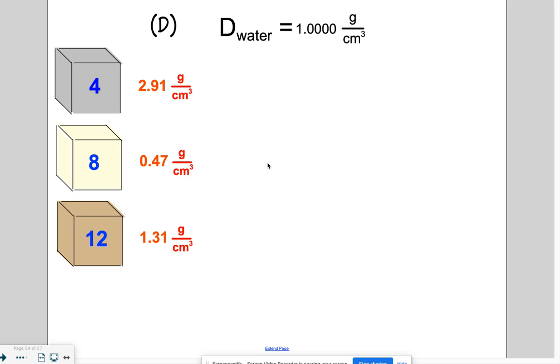And why do I bring this up? Well, because now it makes it really easy to compare the density of water to the density of those 3 blocks, because now your units are exactly the same across the board. So, I didn't want to show you that yet, darn. Maybe you just saw the answers, but if not, can you make a guess here? What will block number 4 do if we were to put it in water? What will block number 8 do, and what will block number 12 do?